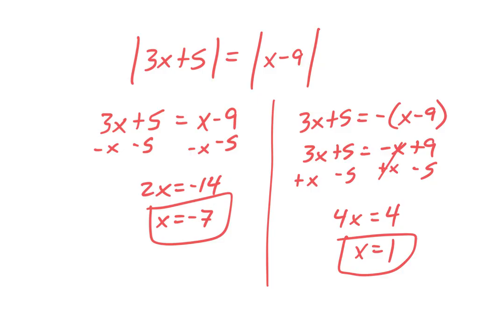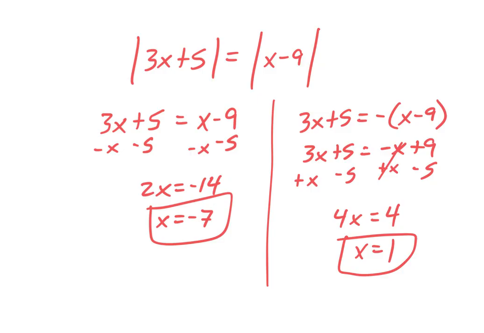Negative 7: 3 times negative 7 is negative 21. Negative 21 plus 5 is negative 16. But when I take the absolute value of negative 16, it will give me 16. And when I take negative 7 and plug it in here, negative 7 minus 9 is negative 16. Absolute value of negative 16 is positive 16. And both sides equal 16. So when I plug both of these numbers in, both sides are equal to each other, which tells me we've done something good.